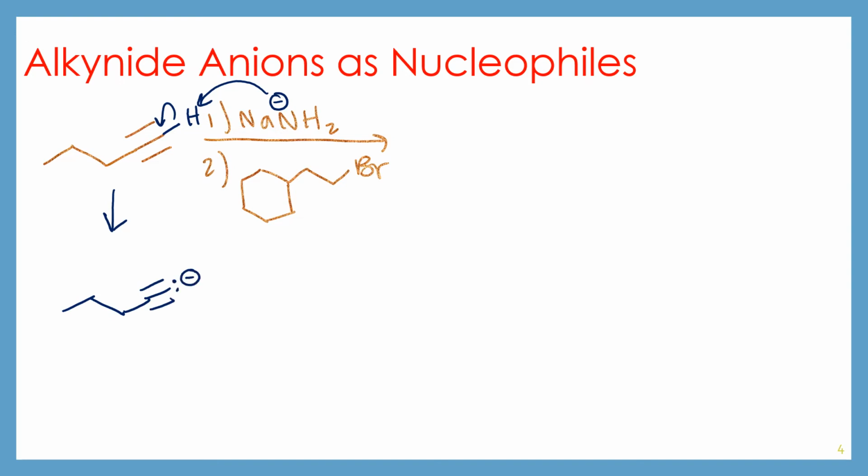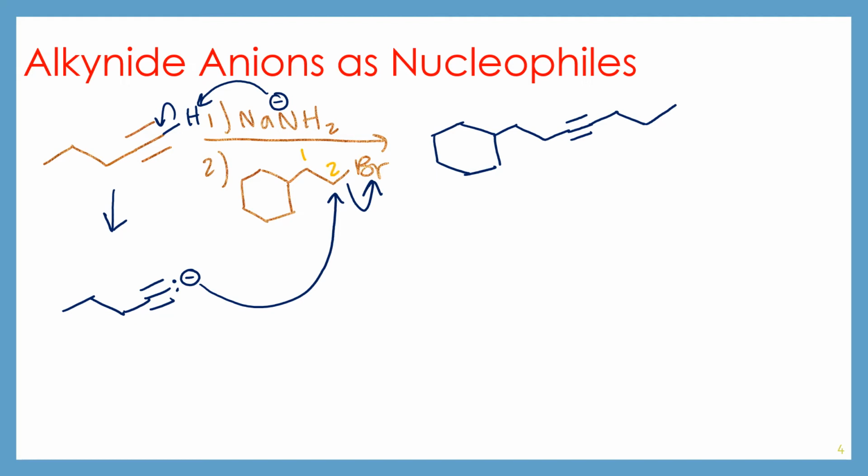In step 2, you add in the alkyl halide, and the alkynide anion is able to act as a nucleophile and kick out the bromine. So our final product after step 2 is this. Now make sure that you go back and you count your carbons. There were 2 carbons in this chain off of the cyclohexane, 1, 2. There were 5 carbons in our alkyne. 1, 2, 3, 4, 5.